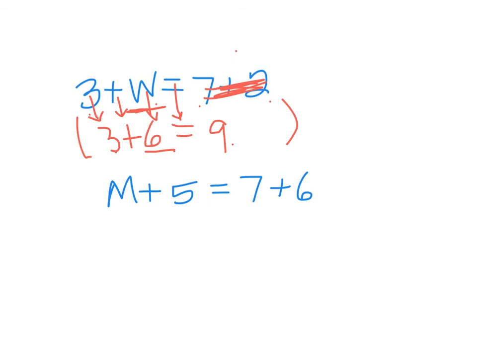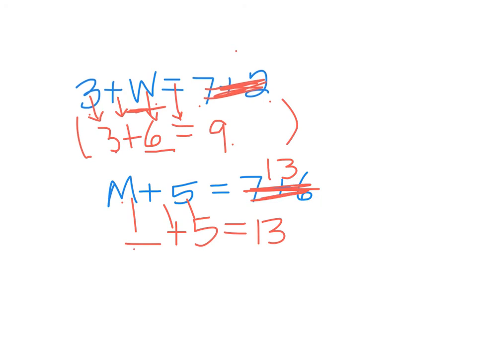The next one, I have 7 and 6, which makes 13. And then I'm going to rewrite this equation. M is a missing number, plus 5, copying straight down on all this, right? Equals 13 instead of 7 plus 6. So what number plus 5 is equal to 13? And 8 plus 5 is 13. So the answer to that one would be 8.